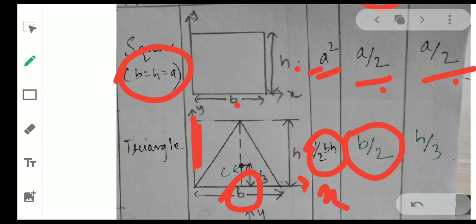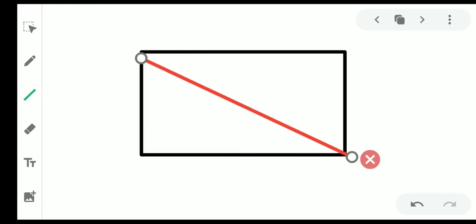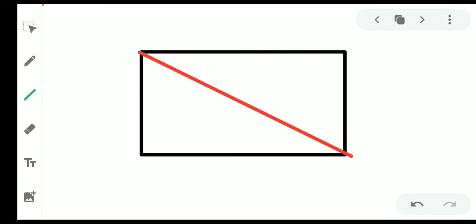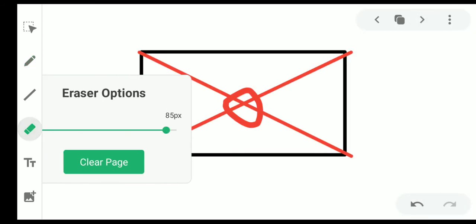Why H by 3? Remember one thing: in any two-dimensional section, while calculating the centroid, we just join the diagonals. Here we have joined the diagonals, then automatically this point becomes the centroid. So in case of a triangle, what happens? We join the medians. What is basically a median? In case of a triangle, what is a median?